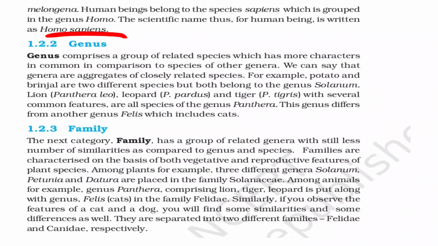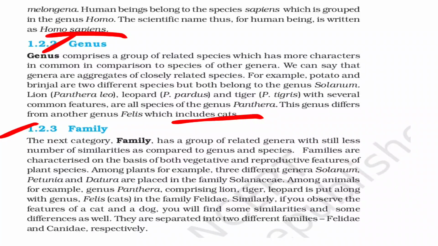Now, genus. Genus comprises a group of related species which has more characters in common in comparison to species of other genera. We can say that genera are aggregates of closely related species. For example, potato and brinjal are two different species but both belong to the genus Solanum. Likewise, Panthera leo, leopard, and tiger, with several common features, are all species of the genus Panthera. This genus differs from another genus Felis, which includes cats.